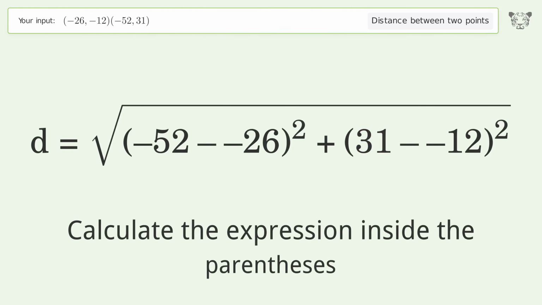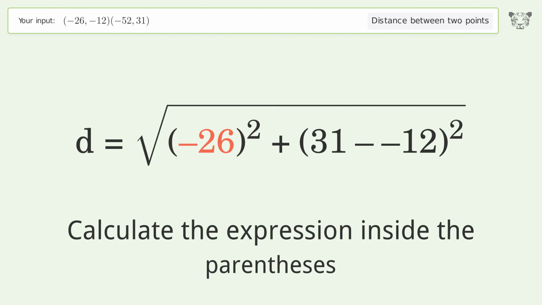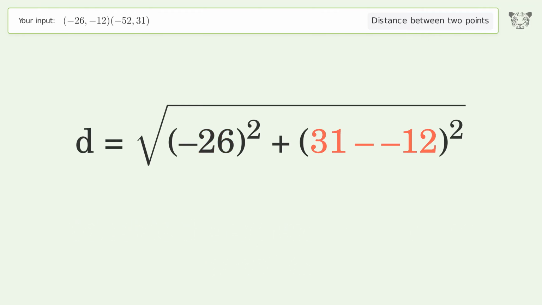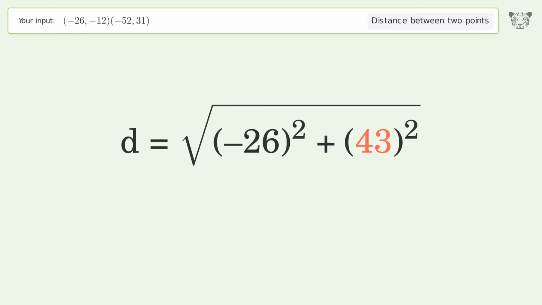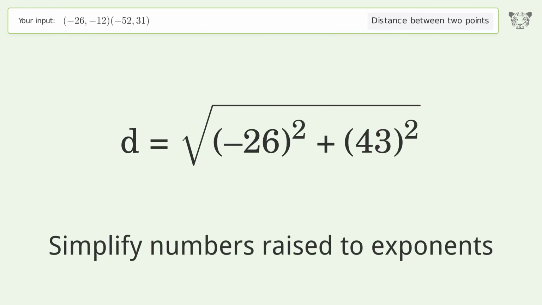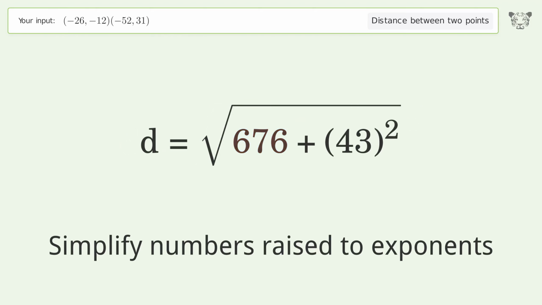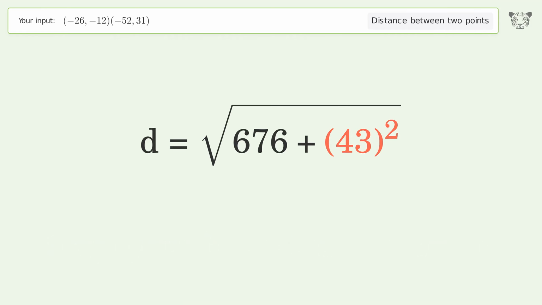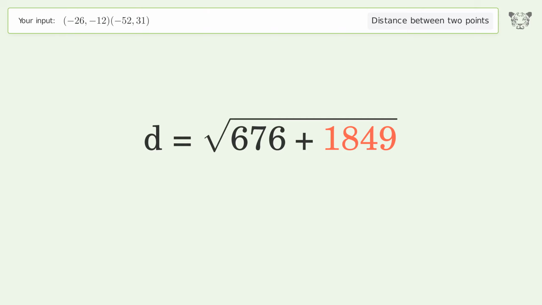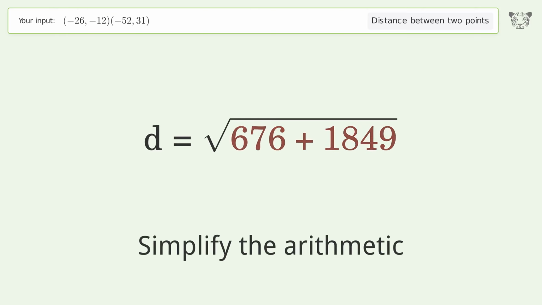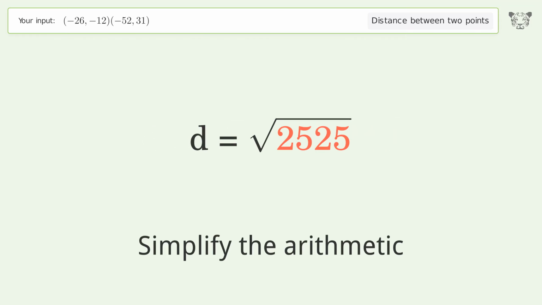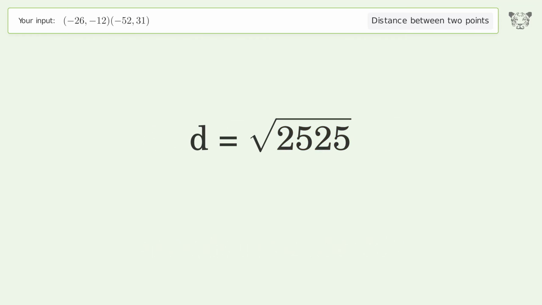Calculate the expression inside the parentheses. Simplify numbers raised to exponents. Simplify the arithmetic. And so the distance between the 2 points is the square root of 2,525 or 50.249.